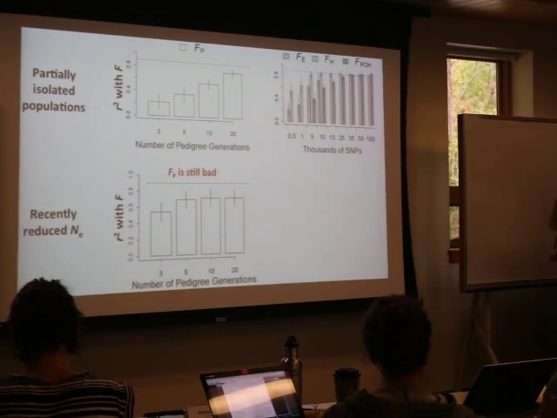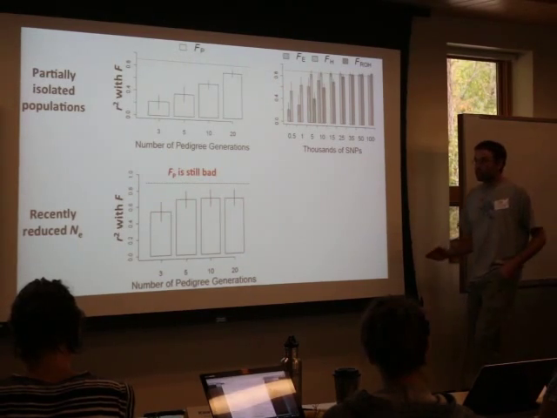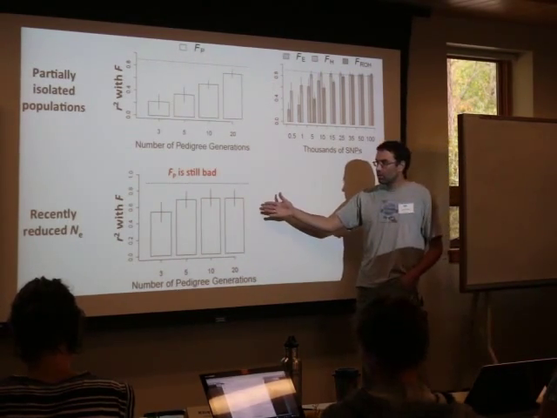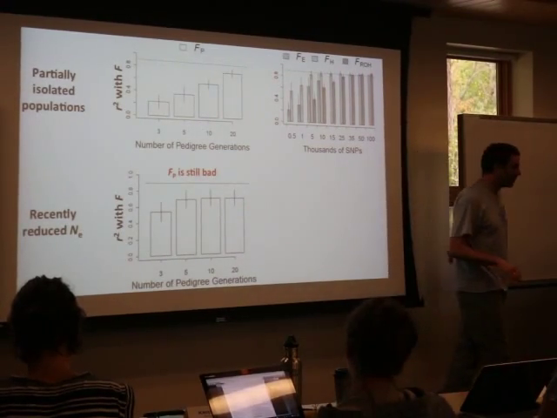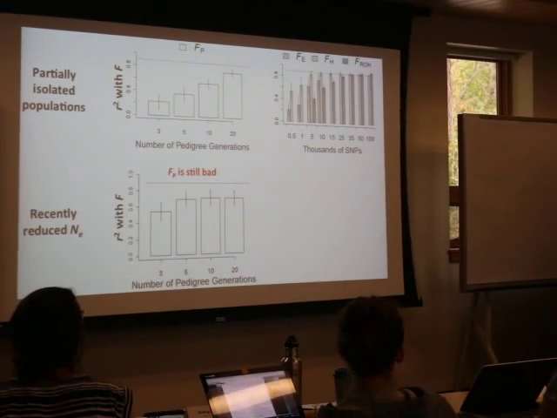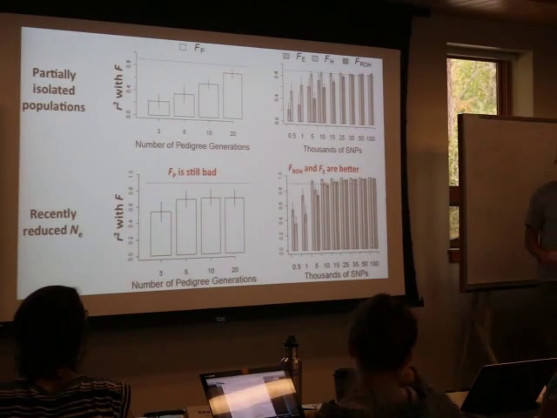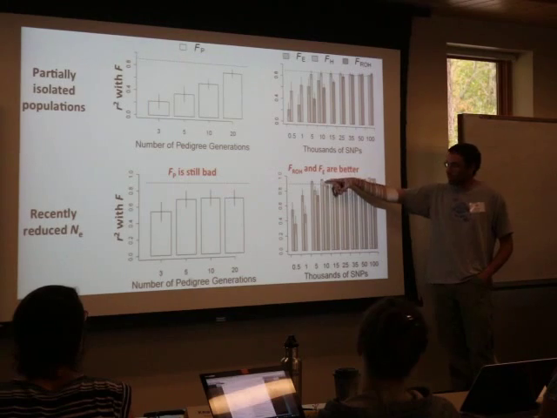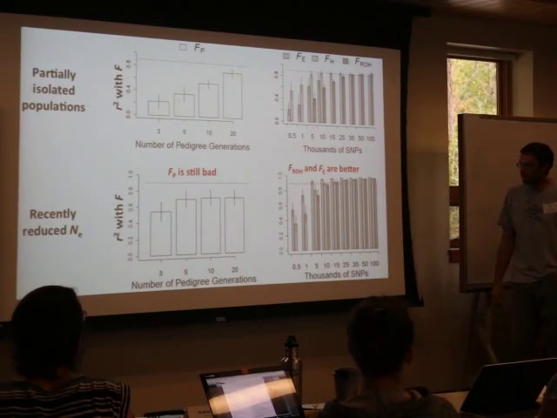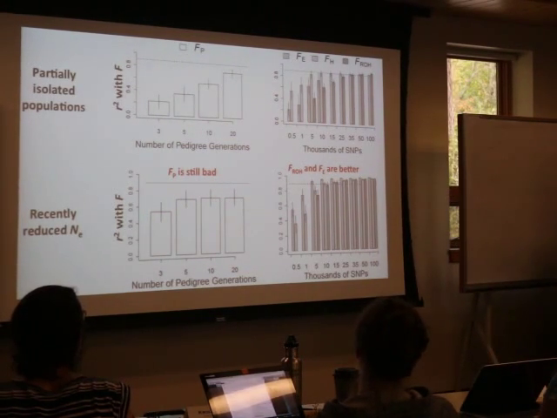So we simulated a recently bottlenecked population. We see similar results for the pedigree inbreeding coefficient, except the number of generations doesn't really matter as much. It goes up more quickly and flattens out. And for a few of these measures, you need fewer loci to have really precise measures of individual inbreeding. So in these cases, between 5 and 10,000 markers were enough to really precisely estimate realized genomic inbreeding.